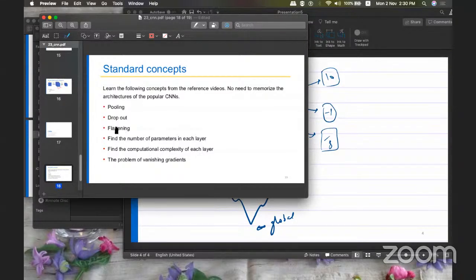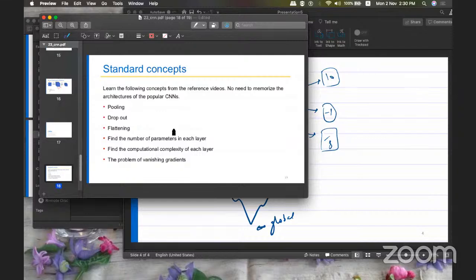Next is flattening. I've already explained that you have output as a matrix with multiple channels. You flatten it out into a single vector. That is flattening. Number of parameters in each layer. This is a nice concept you can study, how to find the number of parameters in each layer. It depends basically on the number of parameters in each kernel, right? That will tell you the number of parameters in each layer. Then computational complexity of each layer: how many multiplications are taking place in each layer? This is also very simple. It's a dot product, so as many as are the elements in the kernel, that many multiplications will be there, plus one for the bias element.